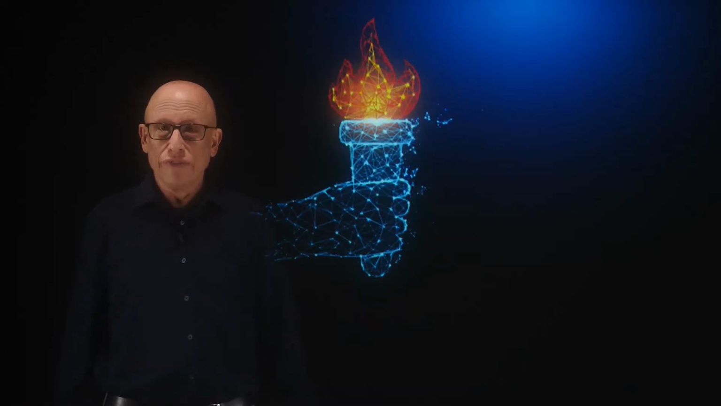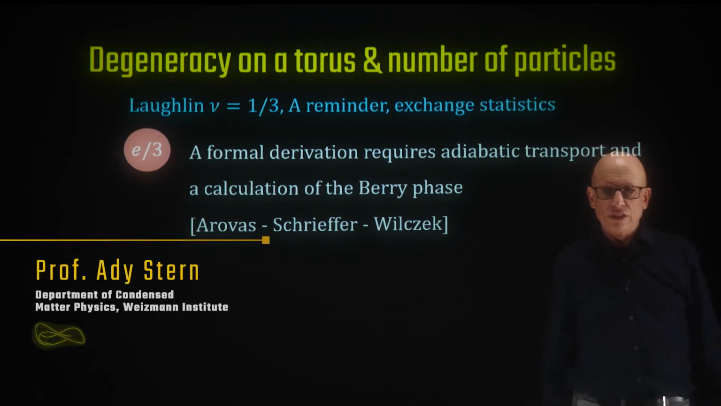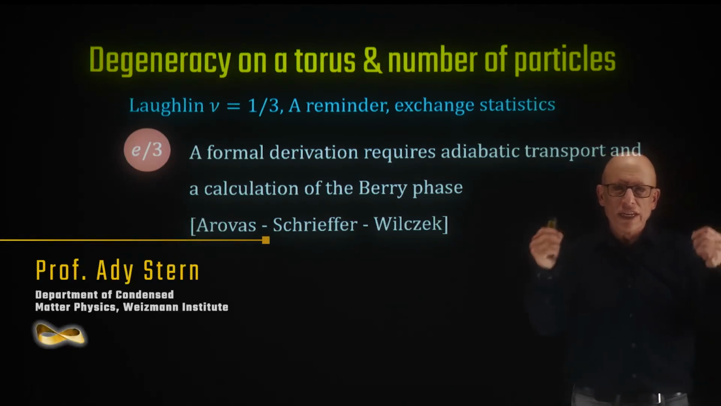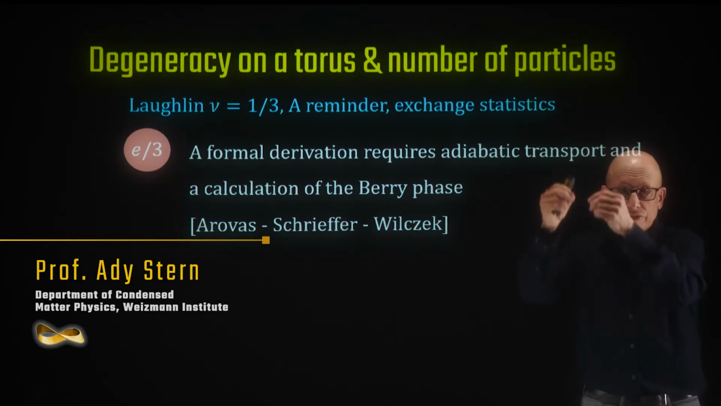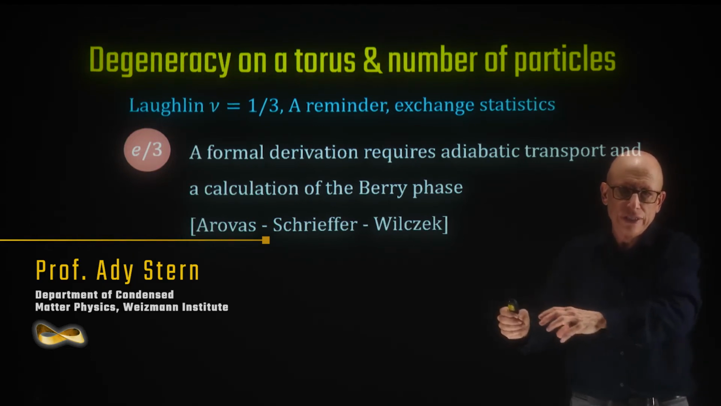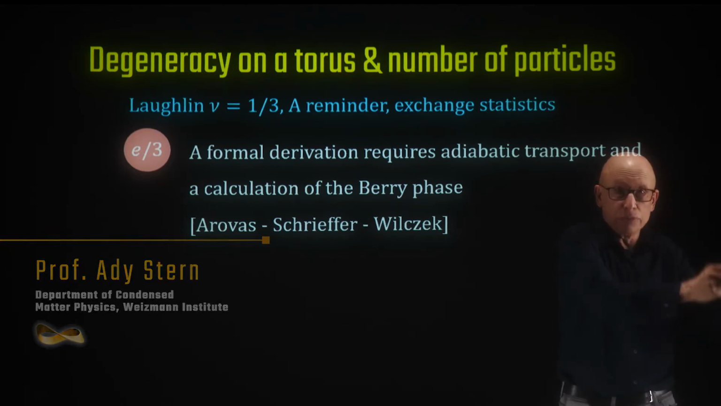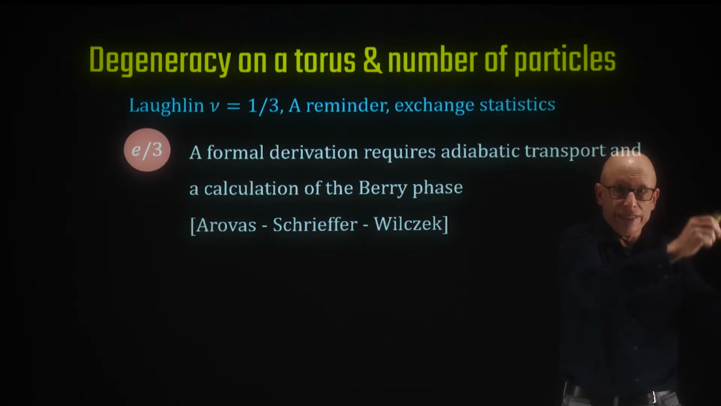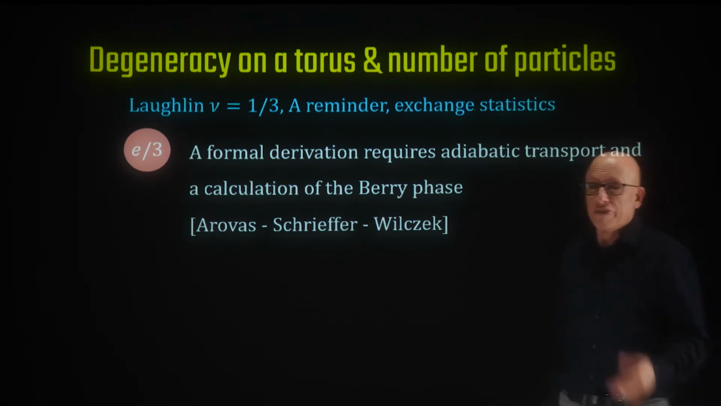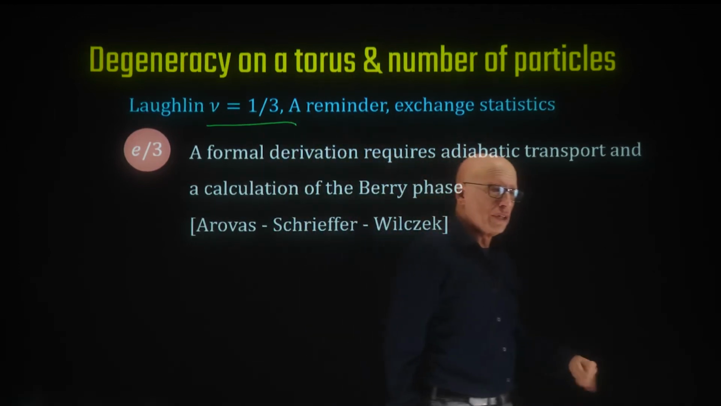So thank you, Yuval, for the first part. What I'm going to do in this part of the video is to discuss the relation between the degeneracy of the ground state on a torus that comes together with topological order, and the fractionalized quasi-particles and quasi-holes that come together with topological order as well. And naturally, the first case to think about is the nu equals 1/3 fractional quantum Hall state.